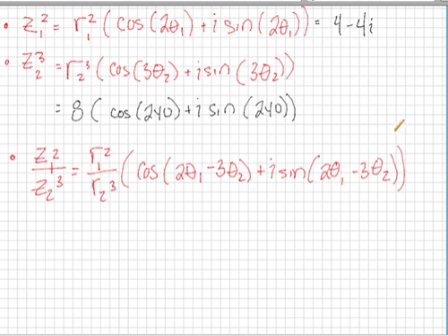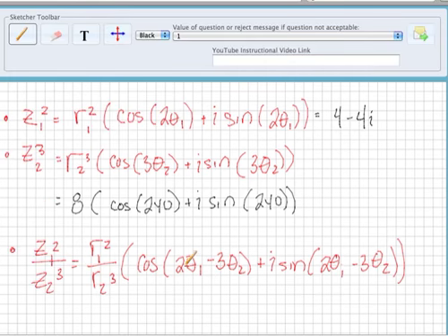Let's go ahead and look at what our goal is. If we're going to take z1 squared divided by z2 cubed and put that into polar form, what we're going to have is r1 squared over r2 cubed times cosine of 2 theta 1 minus 3 theta 2 plus i sine of 2 theta 1 minus 3 theta 2. These two parts right here are coming from the quotient formula for complex numbers that you should have in your book. Let's go ahead and fill in what we know so far.